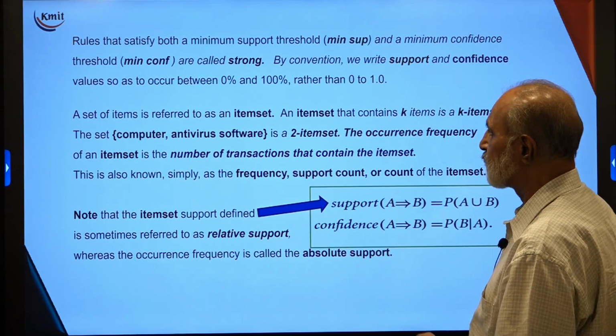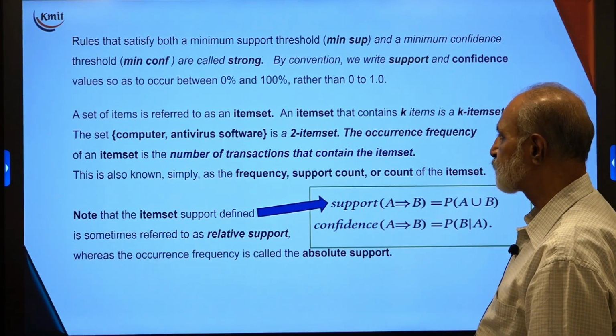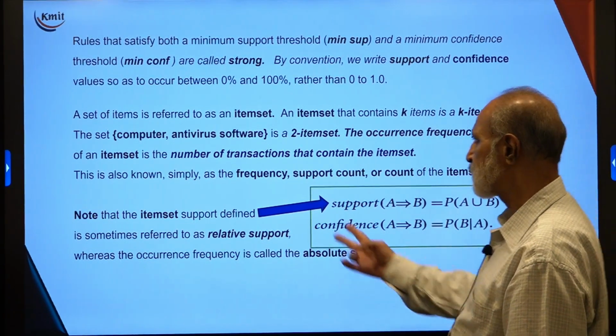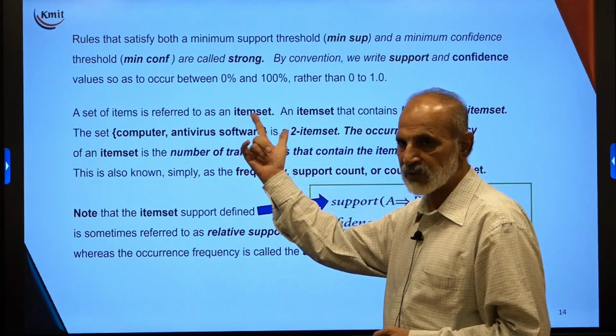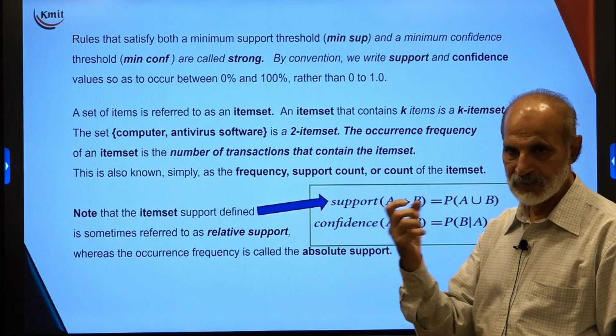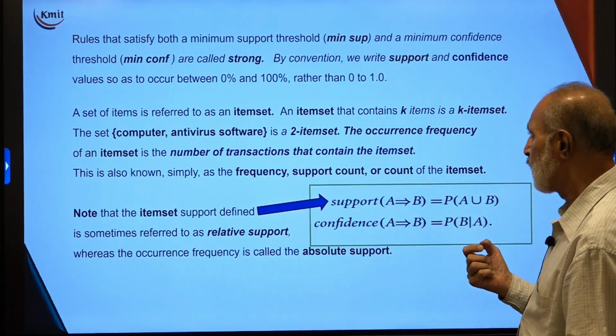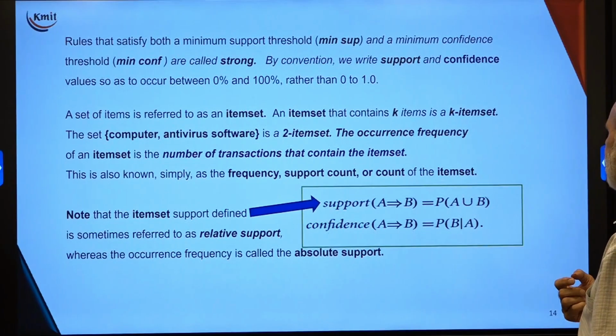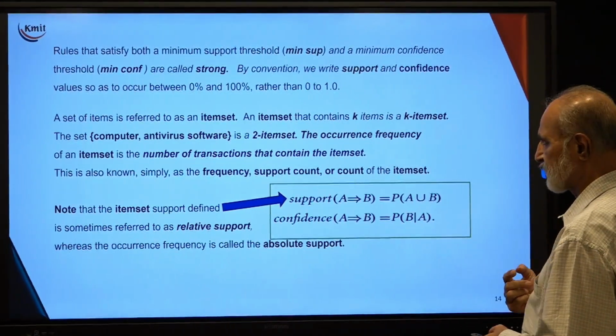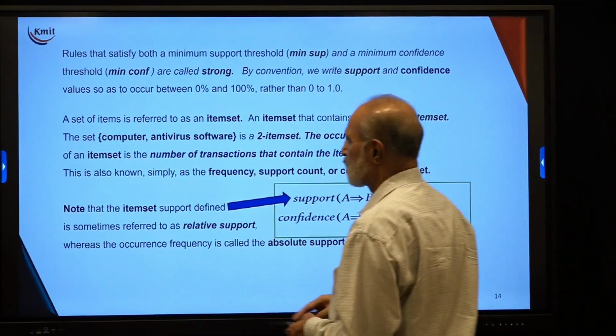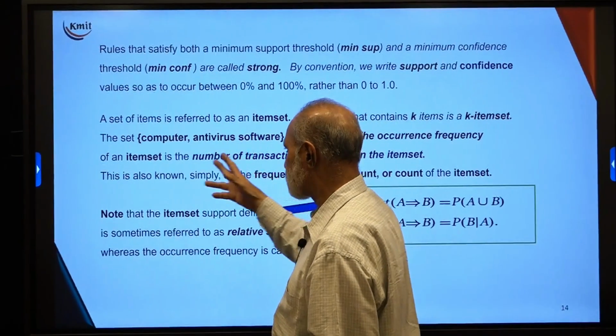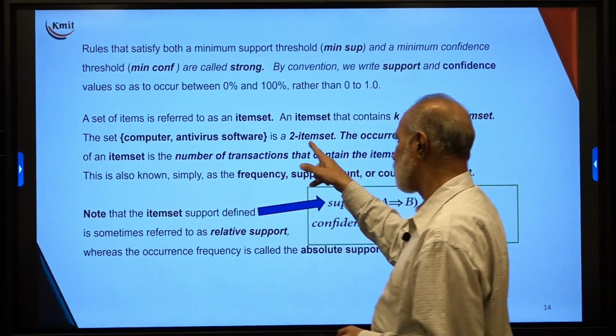Okay, fine. So a set of items is considered to be an itemset. Please see that itemset is a single word in data mining. There is nothing like item, then space, then followed by set. An itemset that contains k items is a k-itemset. For example, computer, antivirus: there are two items, so it is a two-itemset.